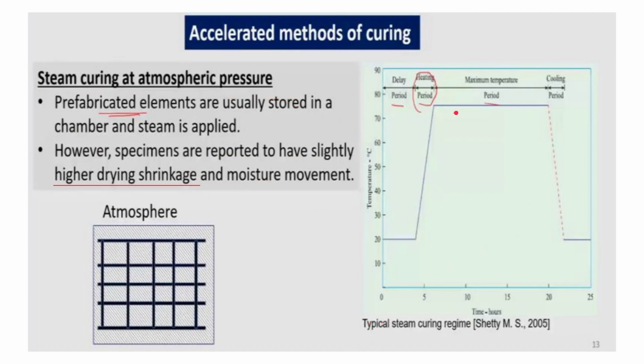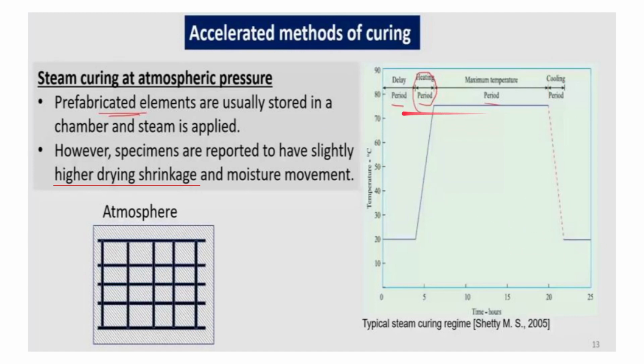This is the plot of the heating regime which has been used in steam curing at atmospheric pressure. For around 5 hours there is a delay period, after which the heating starts for about 2 hours, and then it is held for 1 or 2 hours. After that it is maintained for around 15 hours, and then the cooling process starts, and it again comes to normal temperature.